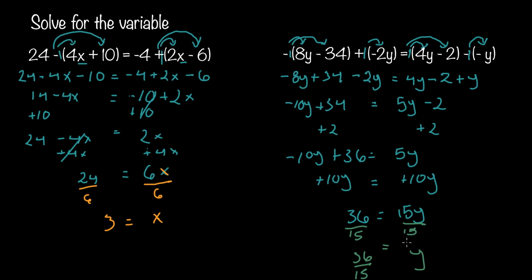And if we want to further simplify, which we can, we're going to get a decimal. And what we're going to get is 2.4 is equal to y. So we just learned how to solve for variables when we have parentheses.